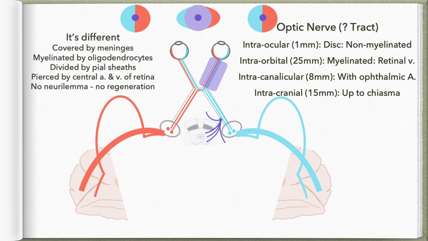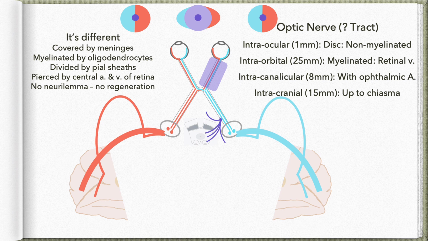The reason why this nerve is different compared to any other peripheral nerve is because firstly it is covered by meninges. Every other peripheral nerve will be covered by epineurium, whereas this is going to be covered by the sheath of dura, arachnoid and pia mater. Secondly, all other peripheral nerves are myelinated by Schwann cells, whereas this is myelinated by oligodendrocytes. Thirdly, the perineurium will divide the other peripheral nerves into multiple fascicles. Here, the optic nerve is divided into multiple bundles by sheaths of pia mater.